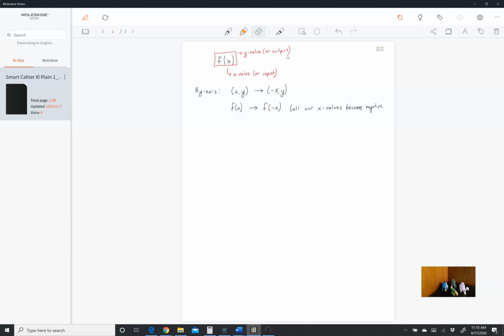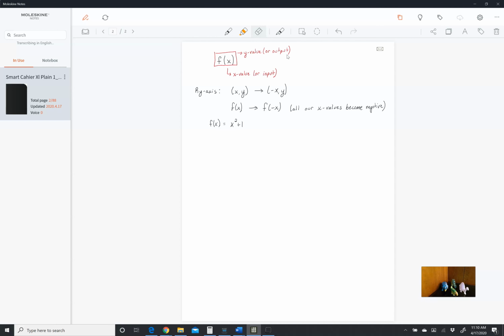So let's take some examples so that we understand what this means, okay? We're going to take a bunch of different functions and just reflect them in the y-axis. So let's say that we have f of x is equal to x squared plus 1.